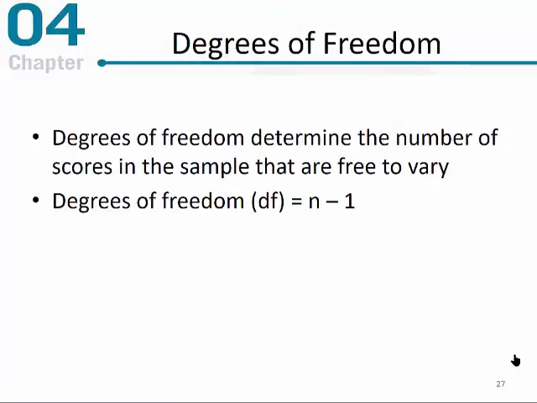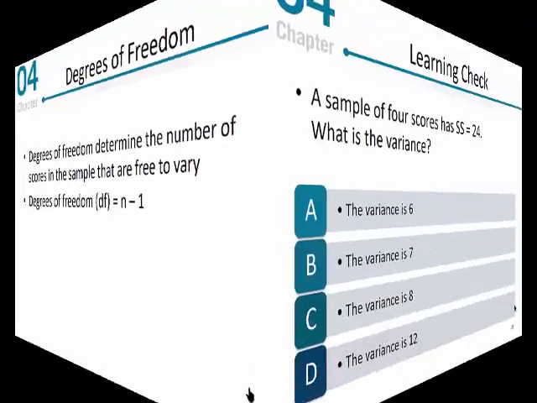In many statistical problems, we are required to determine the degree of freedom. The degree of freedom is the number of scores in a sample that are independent and free to vary. The formula for the degree of freedom, which will also be discussed further in future chapters, is just the number of people minus 1. So n minus 1.